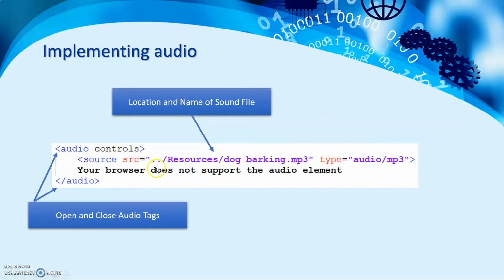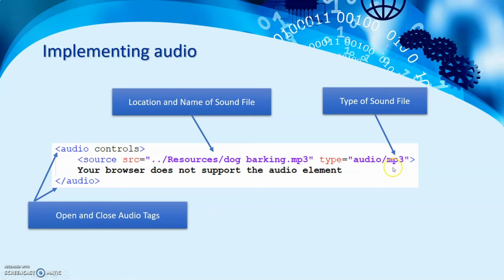Now, as before, we've got the double dots saying go up out of this folder, which would be your HTML folder, go into the resources folder, and find the file called dogbarking.mp3. Now, the type of sound file is an MP3. You may have a different one, you might have WAV, W-A-V. That's fine. Just make sure that you get the right name for your file and change the type here.